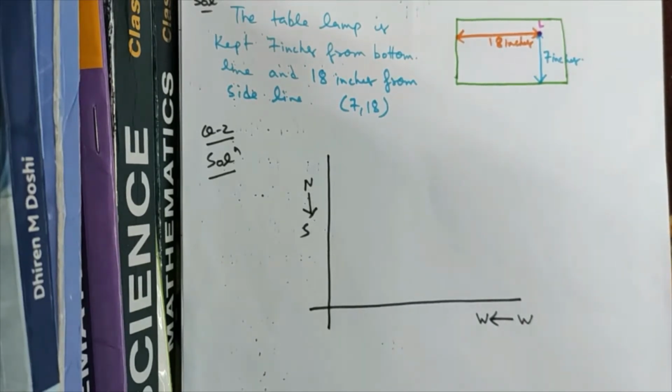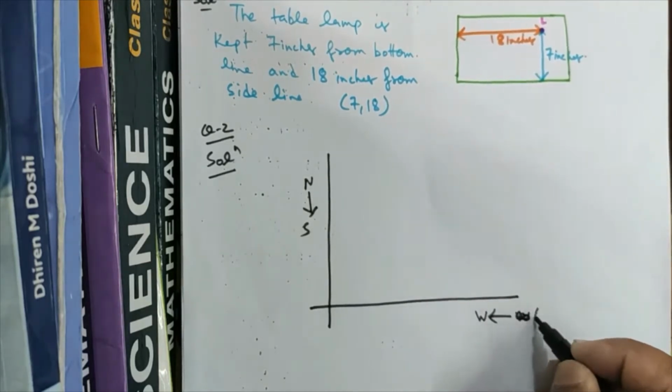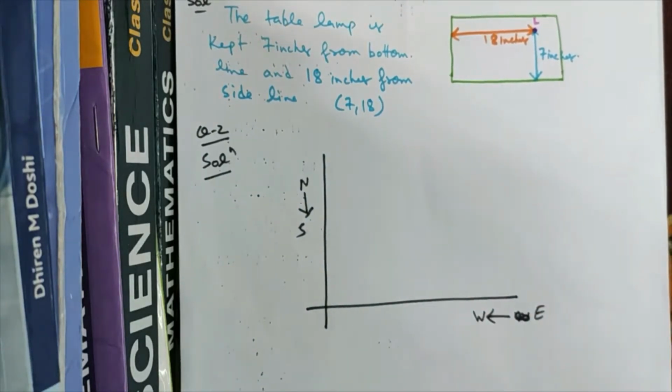It is said that all the other streets of the city run parallel to these roads and are 200 meters apart. So the distance between each of the roads is 200 meters, and we have to take the distance using the scale 1 centimeter equals 200 meters. So we have to draw 5 roads parallel to the east to west road, and 5 roads parallel to north south.